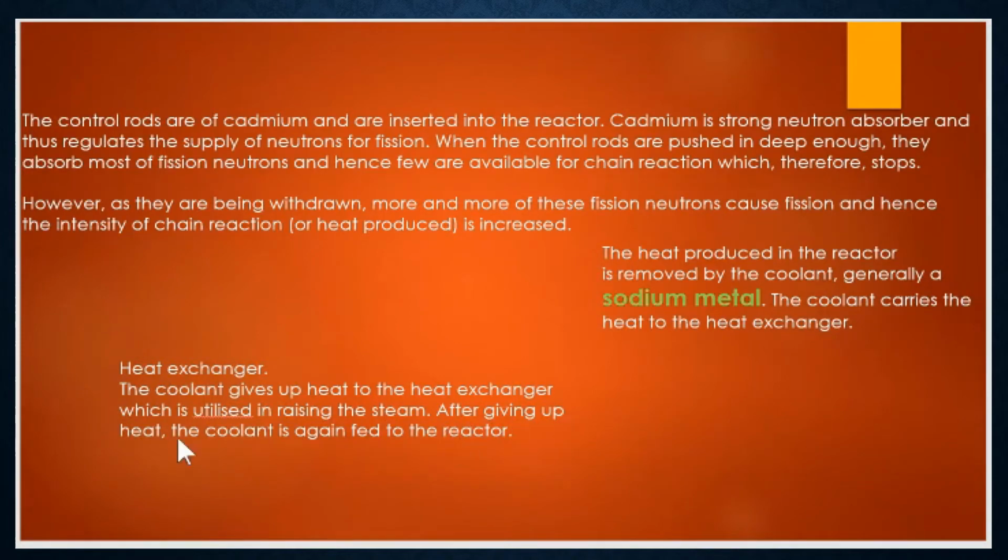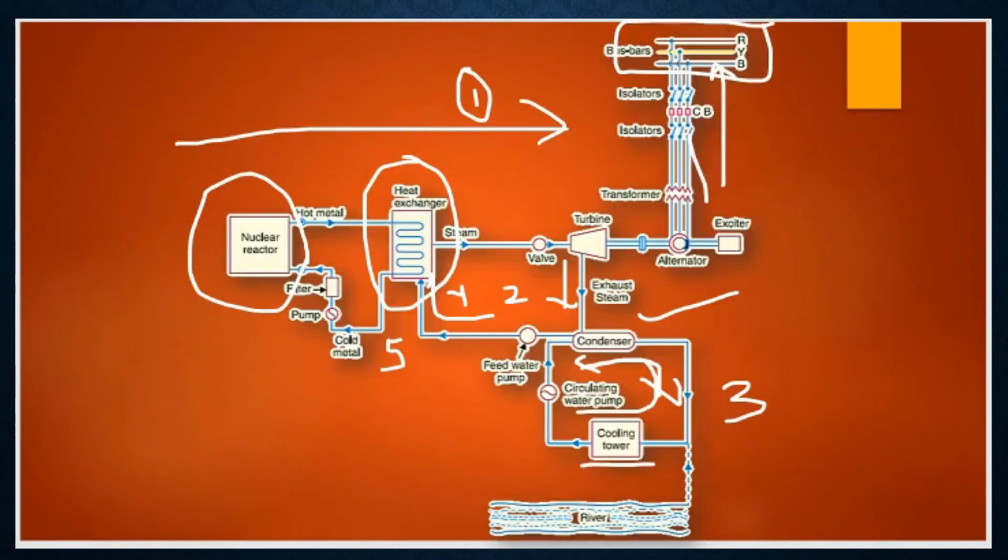After giving up the heat, the coolant is again fed to the reactor. After giving heat to the heat exchanger, this coolant will come back to the reactor, and this circle goes on. Steam will be continuously fed to the turbine, and the turbine will start rotating at a required speed. The speed can be controlled with this valve. With this valve, you can control the speed of the turbine.